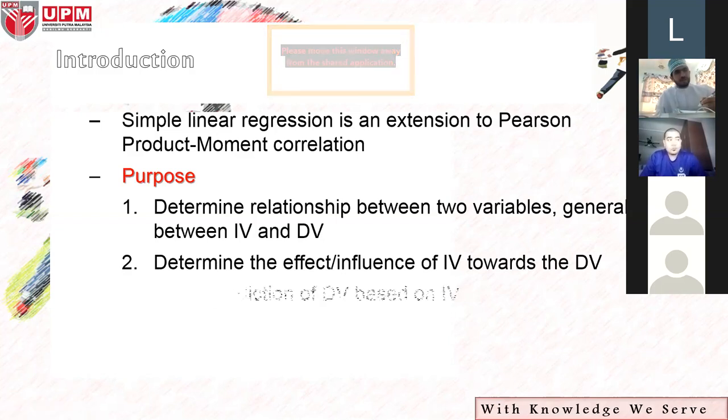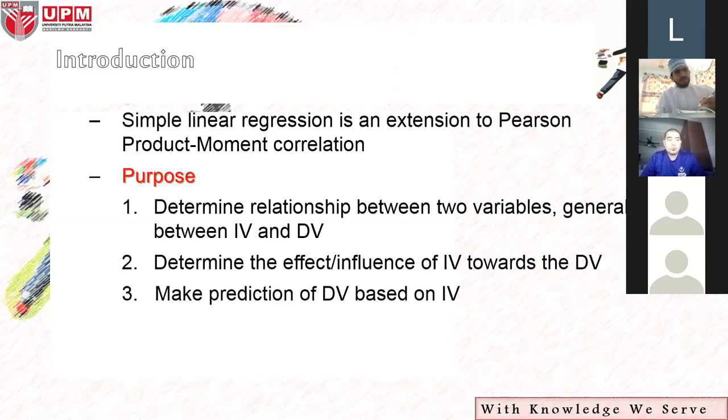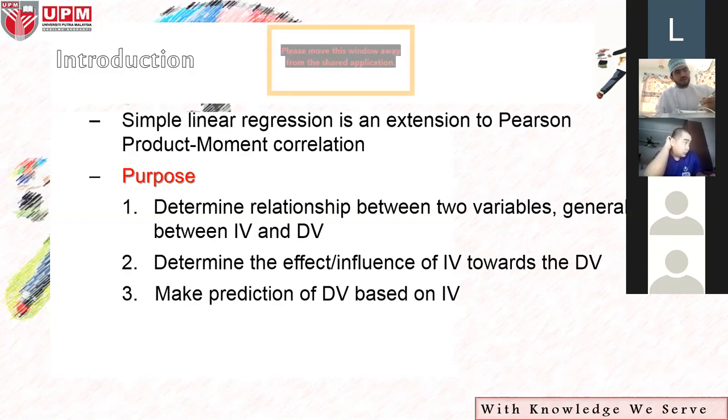So that's why in this regression analysis we can specifically and empirically prove the direction of the relationship between IV and the DV. Another benefit is we can make the prediction equation. We can predict the occurrence of DV based on IV.